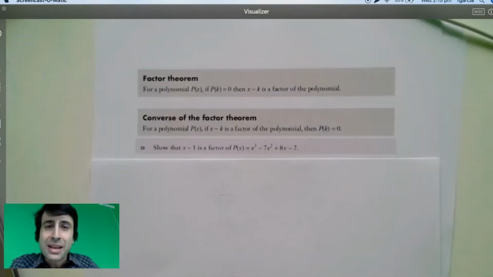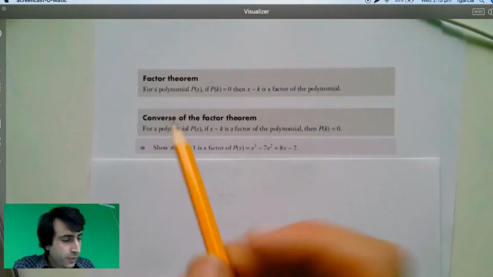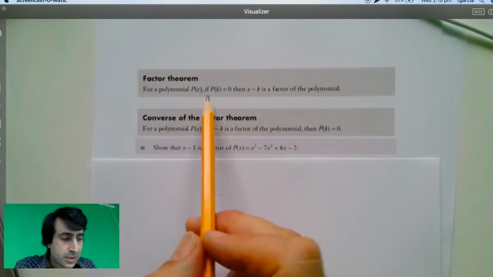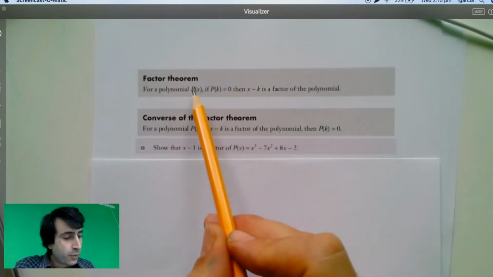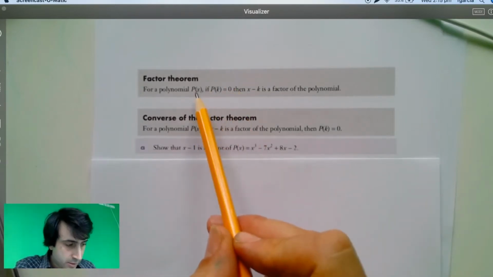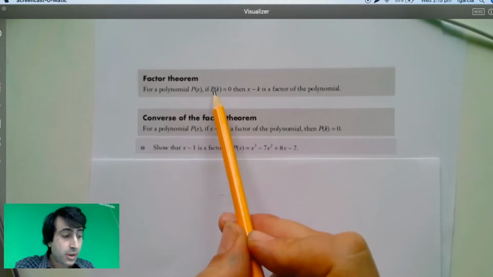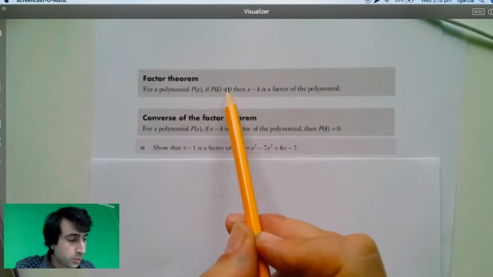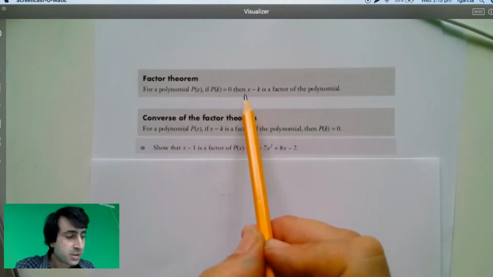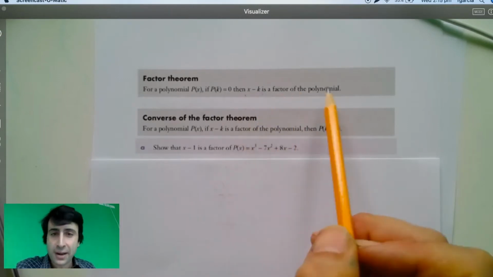If we take that to the next level then, the factor theorem says that for the polynomial P(x), if P(k) equals 0, then x minus k is a factor of the polynomial.